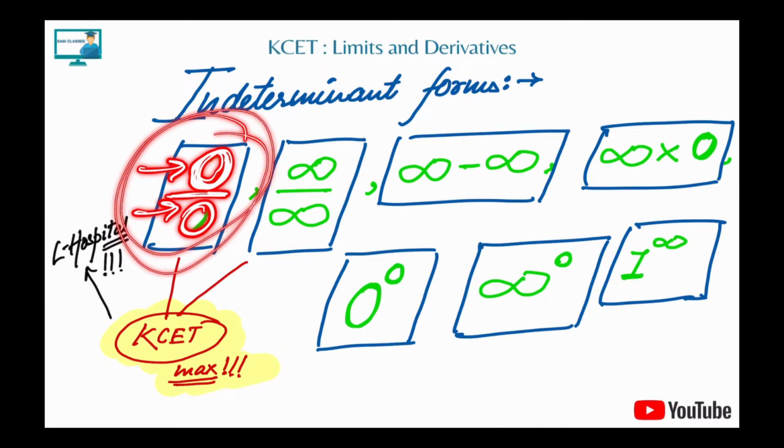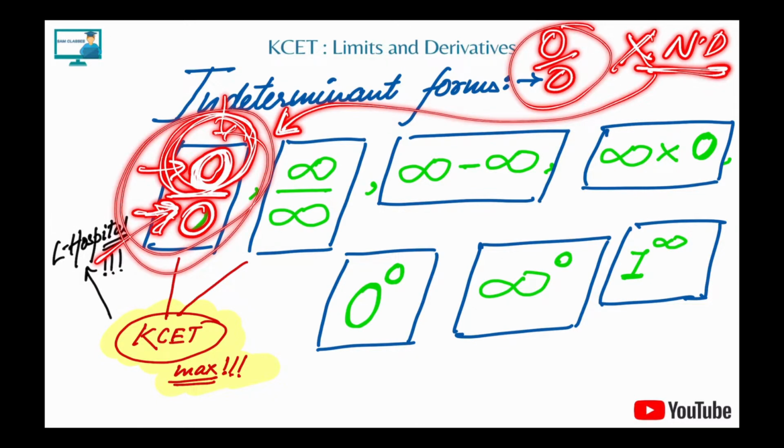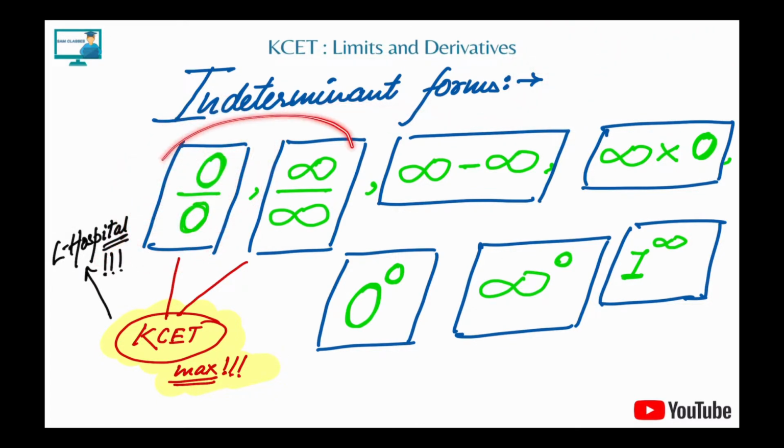Sir, this is exactly 0 by 0. No, this is not exactly 0 by 0. Exactly 0 by 0 is not defined, students. This is approaching 0. The numerator limit is tending to 0 and the denominator limit is tending to 0. Mostly in KCET you will get these two kinds, either 0 by 0 or infinity by infinity form.